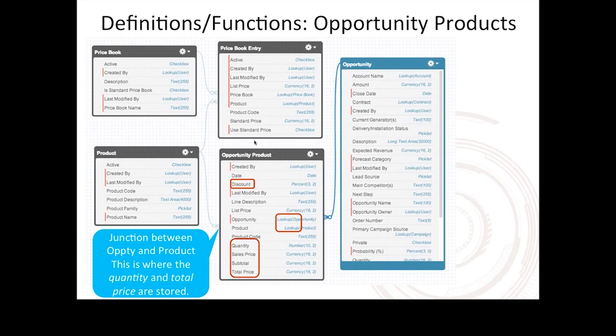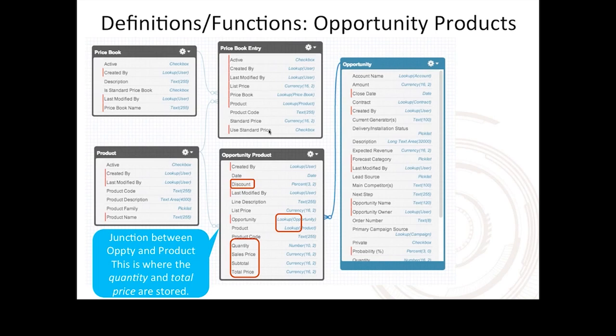Now that we've looked at the UI a little bit, let's go back here and look at the schema. Notice again that on the product, basic information about the product, no prices there. Price book, basic information, pretty much just a name. Is this a standard price book? Is it active? That's about all that you have in the price book. The price book entry is where it starts getting a little bit interesting.